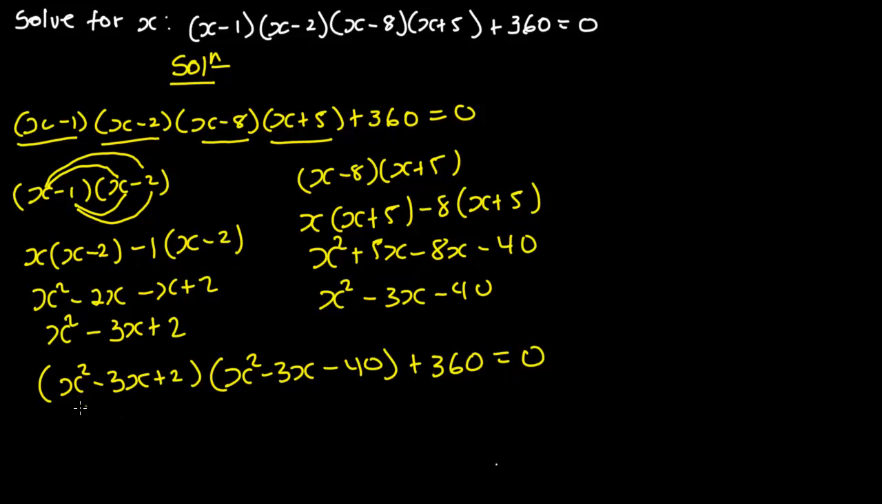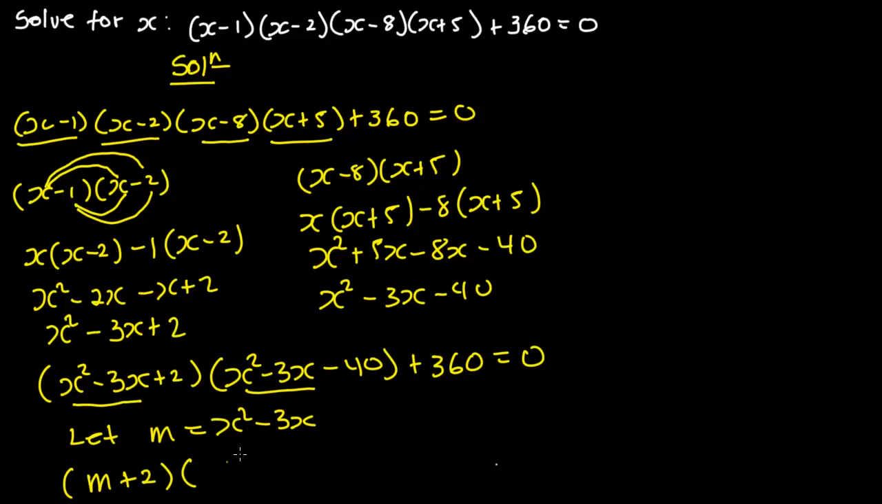So from here we have x squared - 3x in common. x squared - 3x in common. So we are going to represent that by a variable. So we are going to let, say, m be equal to x squared - 3x. And so when we substitute m in place of x squared - 3x, we are going to have (m + 2) multiplying (m - 40) + 360 = 0.